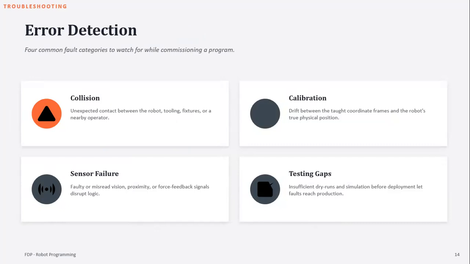So let us now discuss the importance of error detection in robot programming operation. Even well-designed robot programs can encounter errors sometimes. Common issues include incorrect coordinate system, collisions, calibration errors, sensor failures, and improper speed settings. These problems can be minimized through simulation, careful testing, and preventive maintenance.